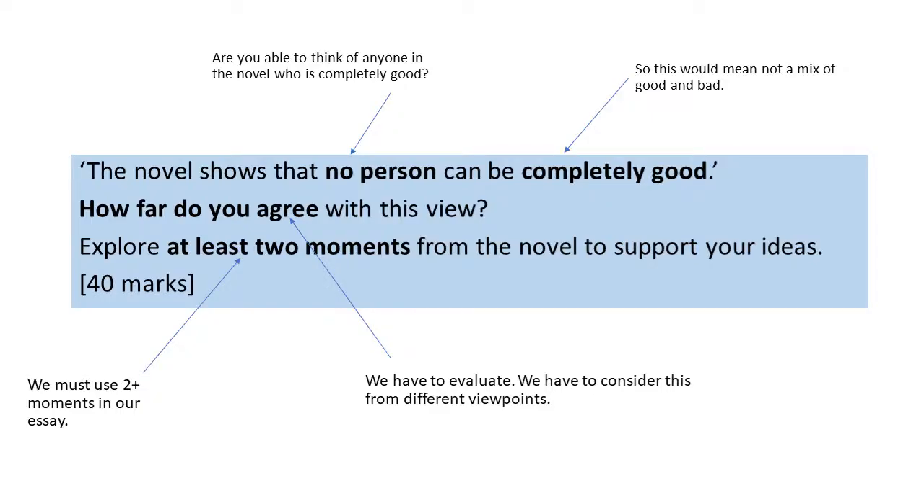Okay, so we've got "no person." Are you able to think of anyone in the novel who's completely good? Also, "completely good," so that means not a mix of good and bad. And then agreeing. "How far do you agree" means that you need to evaluate, meaning that you need to consider the question from different viewpoints or perspectives.